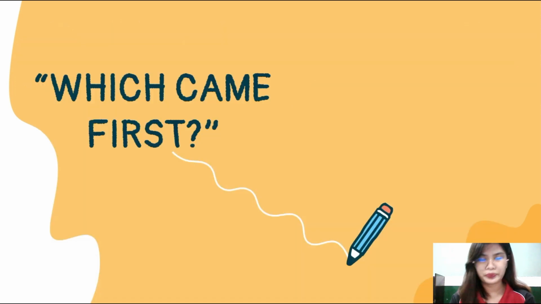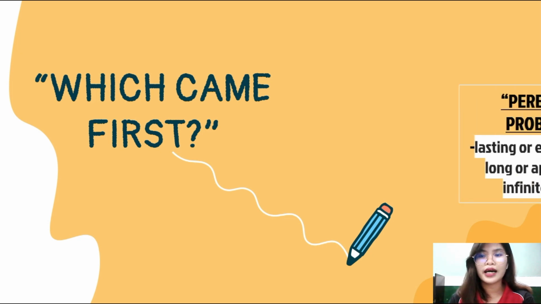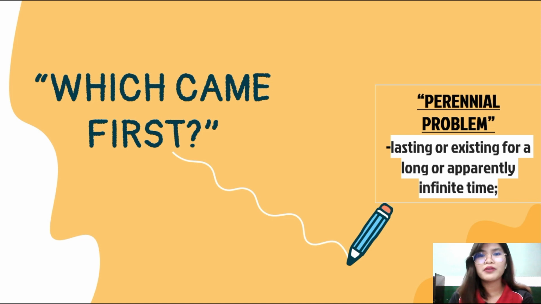Isa-isahin natin. Una, sa tanong na which came first. Ang pinaka-kailangan nating masagot dito is the question which came first. Tama? Pero alam nyo ba, itong tanong na ito is what we call the perennial problem. Sa perennial problem class, it is all about lasting or existing for a long or apparently infinite time. Ibig sabihin, itong tanong na alin ang nauna or which came first is a kind of perennial problem. Matagal na itong problema, wala pa ring sagot.